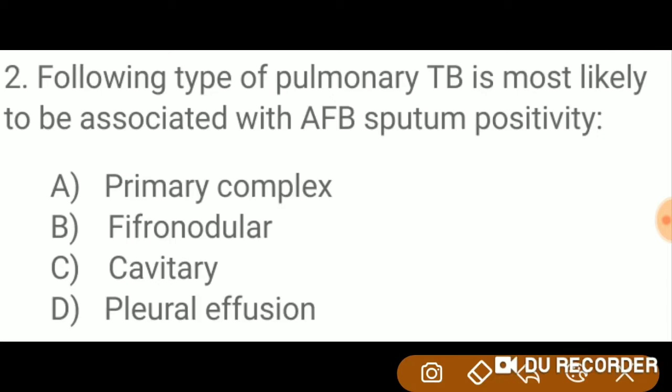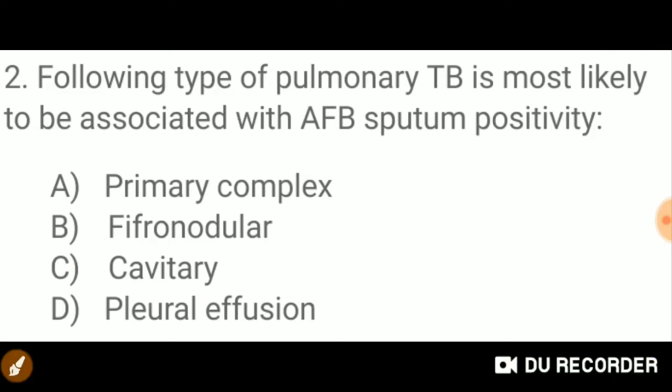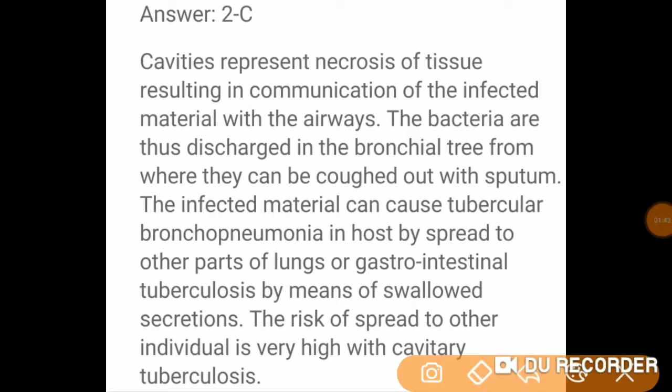Which type of pulmonary tuberculosis is most likely to be associated with acid fast bacilli sputum positivity? That is cavitary. Let's discuss why so. Cavities represent necrosis of tissue resulting in communication of infected material with the airways. The bacteria thus discharge into the bronchial tree, from where they are coughed out in the sputum.